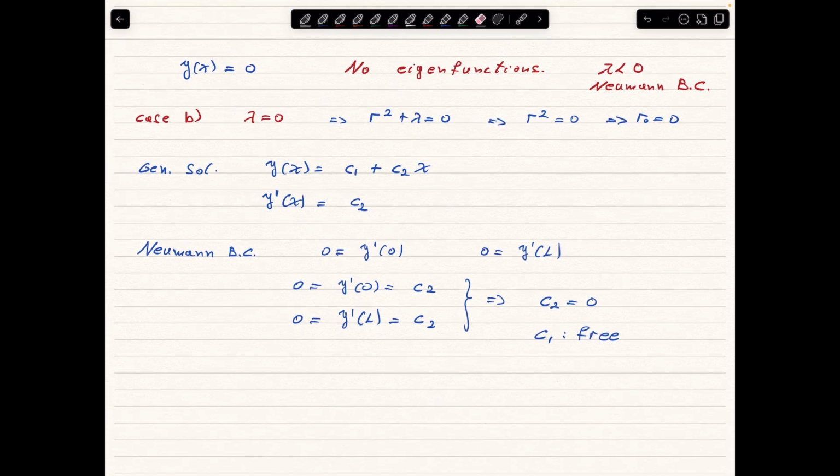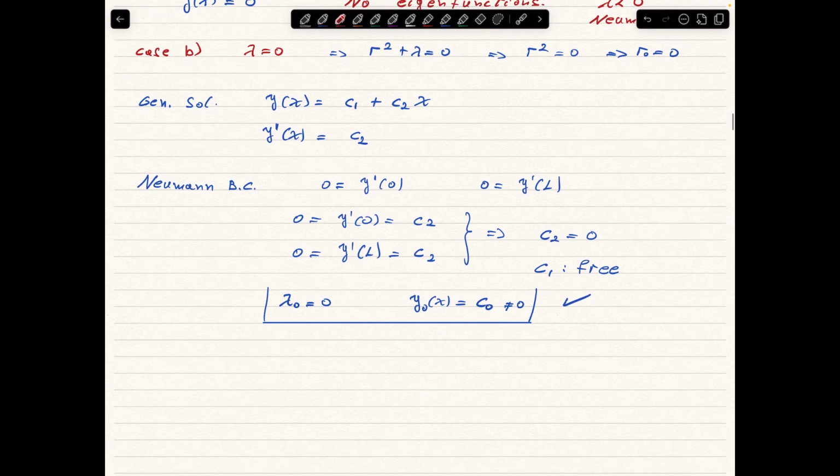Alright, so we got one eigenfunction then. For lambda 0 equals 0, we get that y0 of x is any constant. Let's call it C0 now. So when C0 is different from 0, we have eigenfunctions. Alright, we got a constant eigenfunction for the eigenvalue 0. Now, what happens if we are in case C, lambda positive? Okay, lambda positive now. Last case.